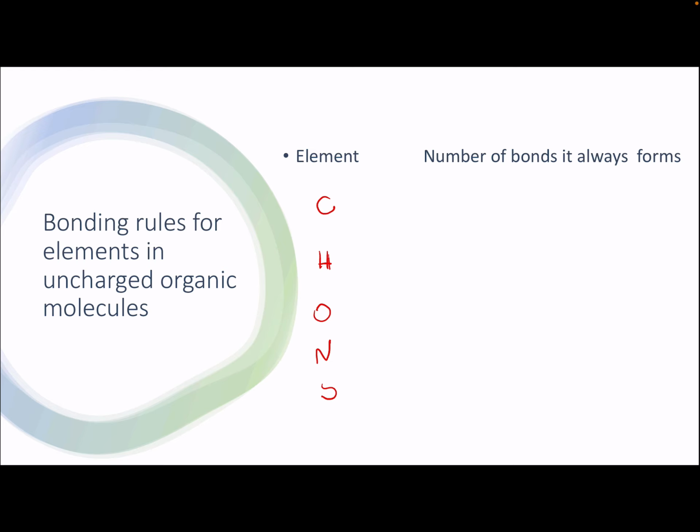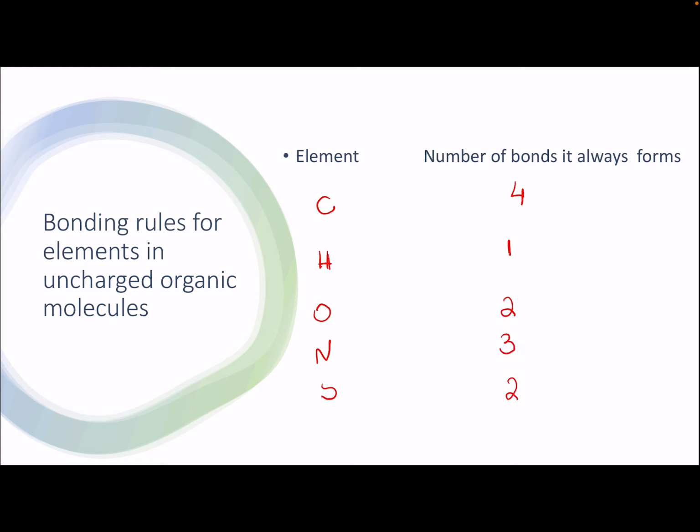If you recall, the octet rule is the tendency of an atom to have 8 electrons, an octet, in its outer shell. The carbon atom, for example, has 4 electrons in the outer shell. It needs 4 more in order to have an octet, so it forms 4 bonds. Hydrogen is an exception to the octet rule. It follows what we call the duet rule, and it only forms 1 bond. Oxygen and sulfur both form 2 bonds each, and nitrogen forms 3 bonds.